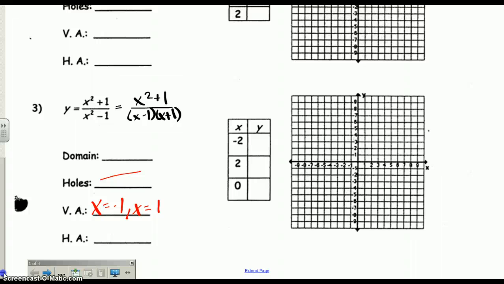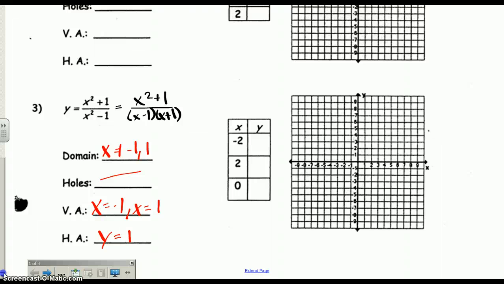If the degree of p equals the degree of q, and a and b are the leading coefficients, then y equals a over b. So it's 1 over 1 again. So our horizontal asymptote is y equals 1. And now let's finish up with the domain. That comes from our vertical asymptotes and our holes. So the only values that x cannot equal is -1 and +1.